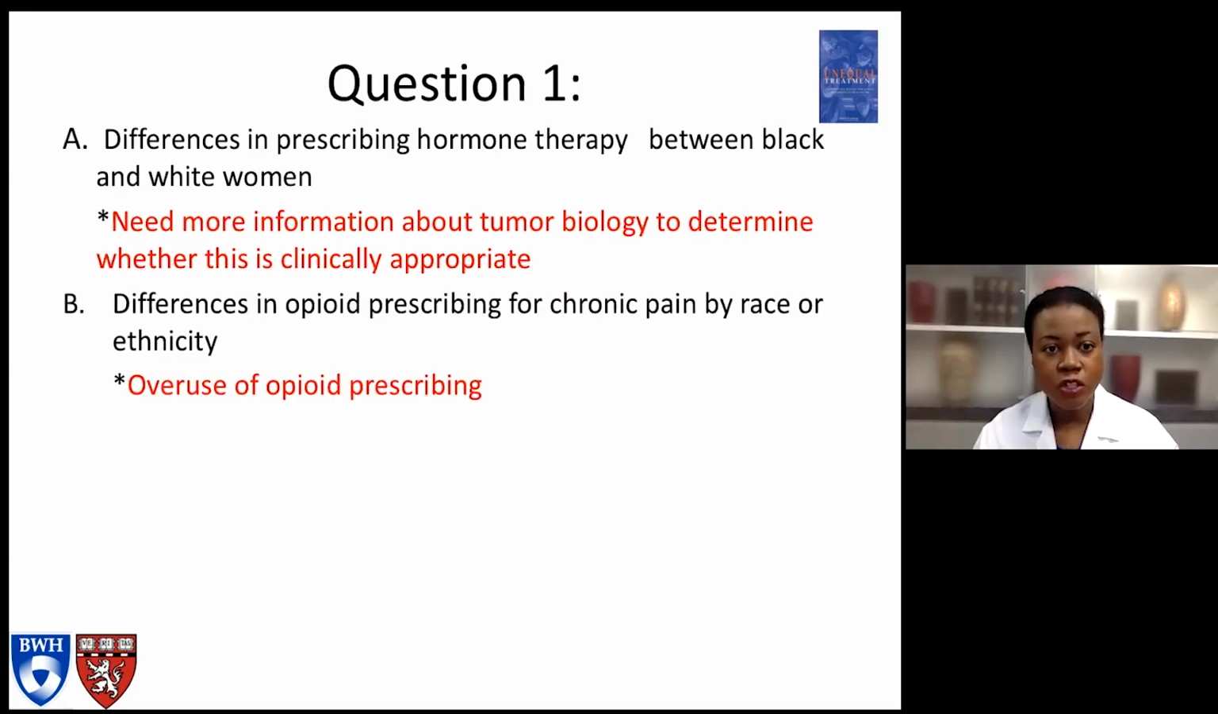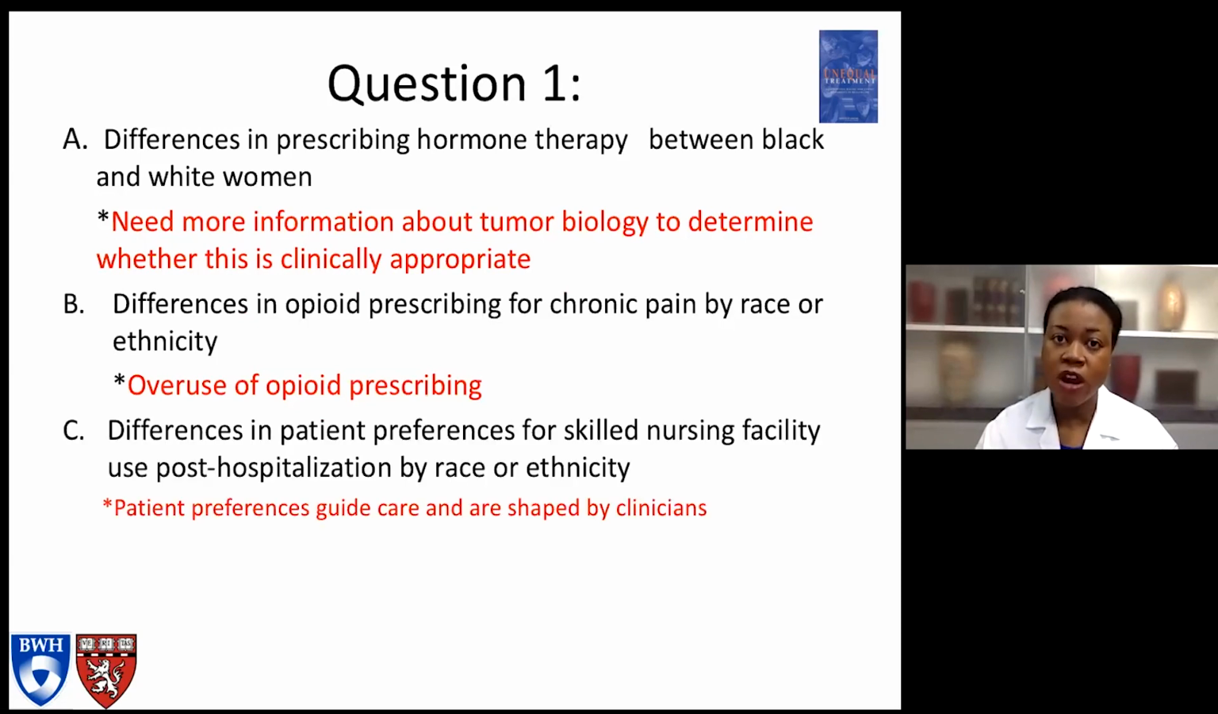The second question, differences in opiate prescribing for chronic pain by race or ethnicity. This answer isn't the best answer because prescribing opiates for chronic pain is now thought of as overprescribing or overuse. And in this context, this would not represent appropriate care.